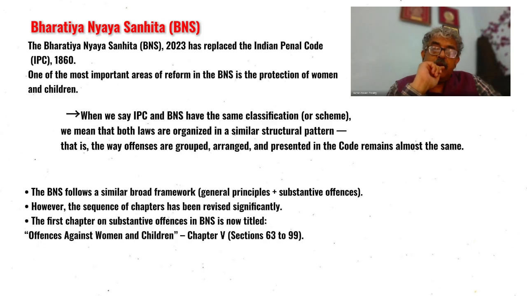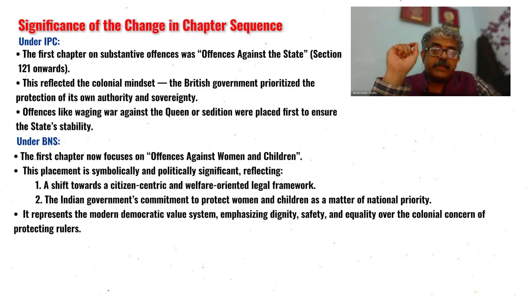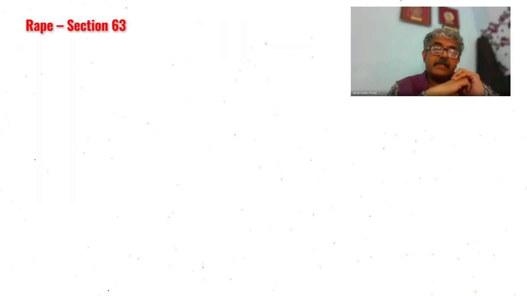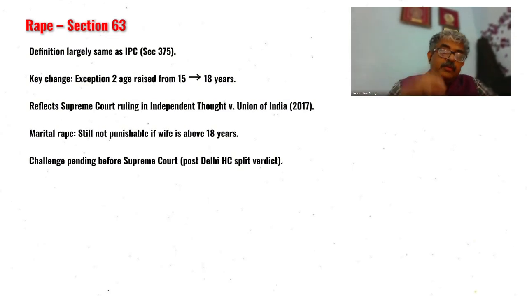So again, remember and recall, the first chapter on substantive offenses in the Indian Penal Code was titled Offense Against the State, and that would start from section 121 of Indian Penal Code. And the first chapter on substantive offenses in the Bharatiya Nyaya Sanhita is titled Offense Against Woman and Child. And it starts from section 63, defining the offense of rape, and then moving on to other offenses.